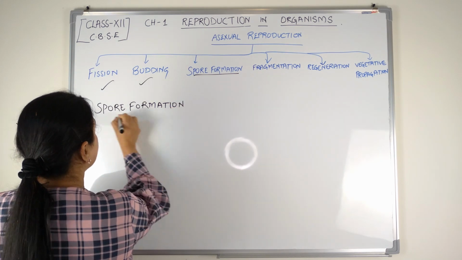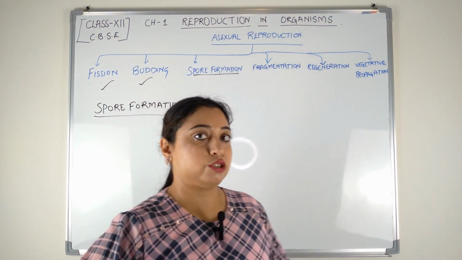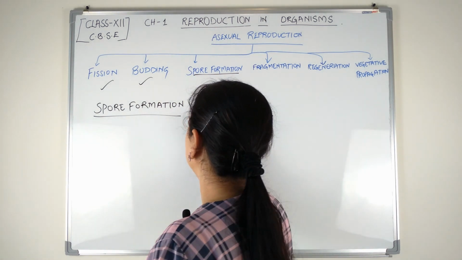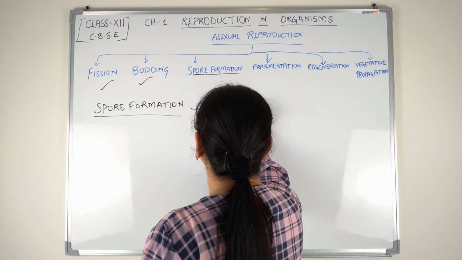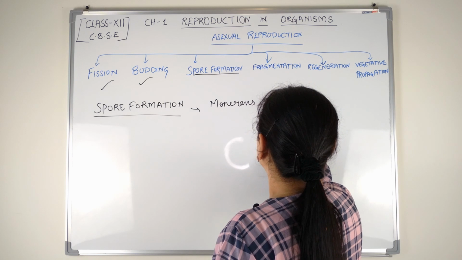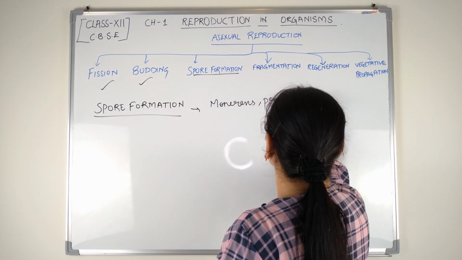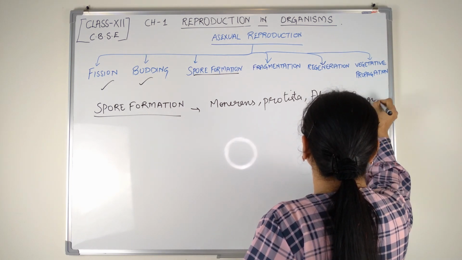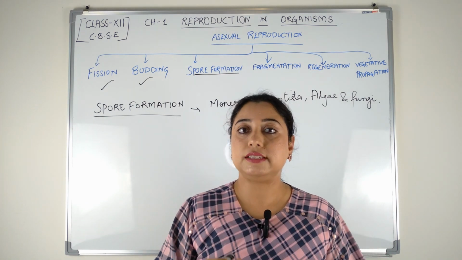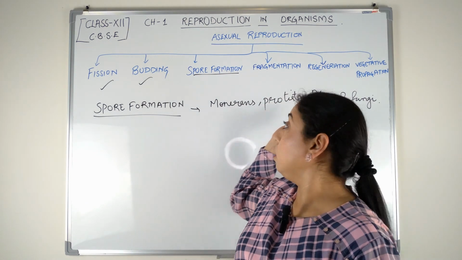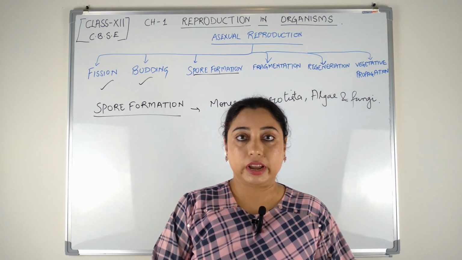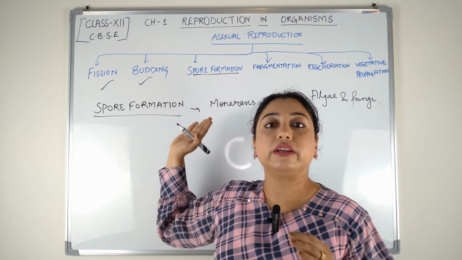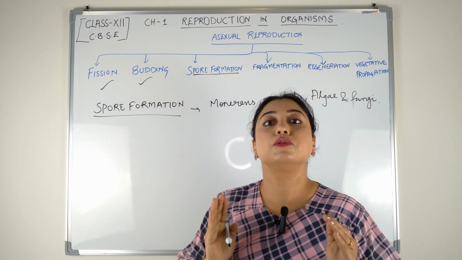Spore formation is a very common mode of asexual reproduction in various organisms that belong to the category of monerans, protista, algae and fungi. So spore formation is commonly seen in monerans, protista, fungi and algae. Right. As the name itself suggests, there will be a formation of spores. So before getting into the detail, let's define spore.